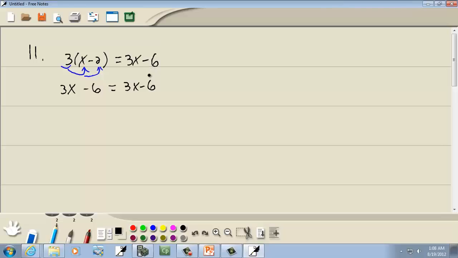So I'm going to multiply the 3 times the x, that gives us 3x. And 3 times negative 2, which gives us negative 6. Step 2, get rid of fractions. Don't have any. Step 3, get everything with an x on one side and numbers on the other. So I take 3x over to the left side, and take negative 6 to the right side.